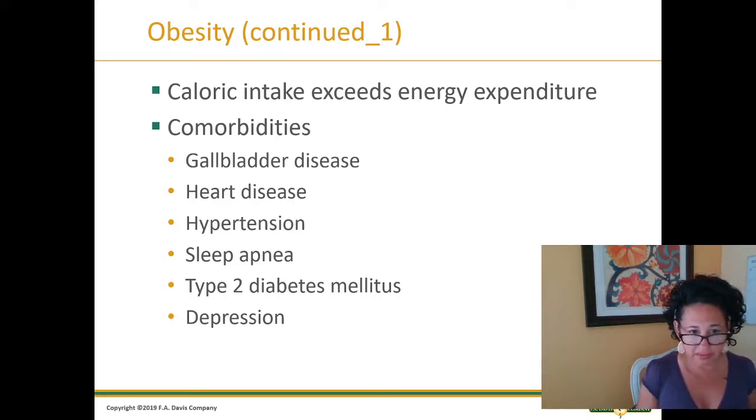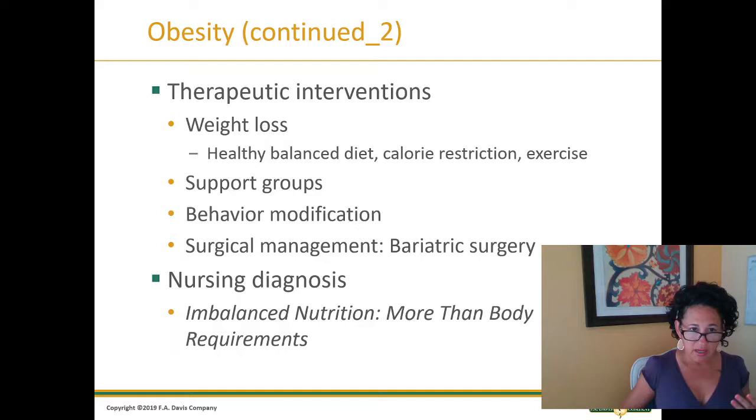What are the comorbidities of this? Well, there's lots. Gallbladder disease, heart disease, since that is the number one killer in our country. I would say you should absolutely know that that is high on the list. Hypertension, of course, sleep apnea, diabetes, and depression. We know that. We call that like the trifecta, right? It's heart disease, hypertension, and diabetes. How many patients have you seen with these three comorbidities? So they kind of all go hand in hand, and depression, of course.